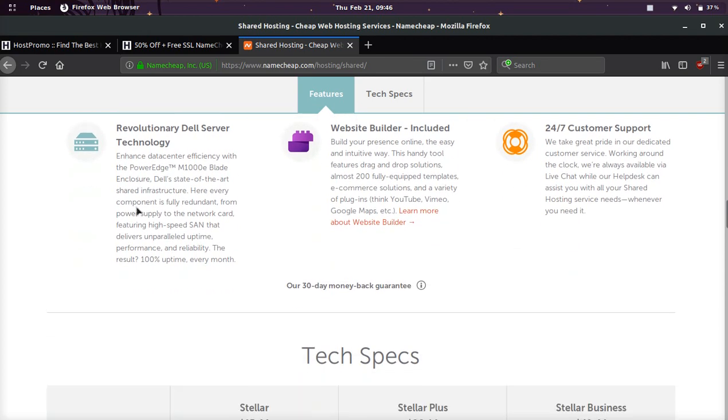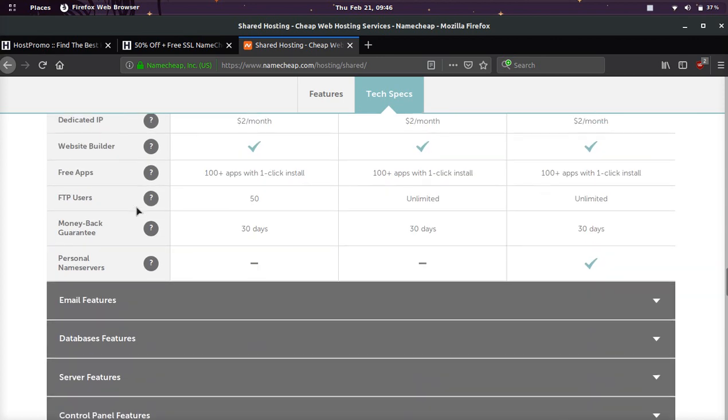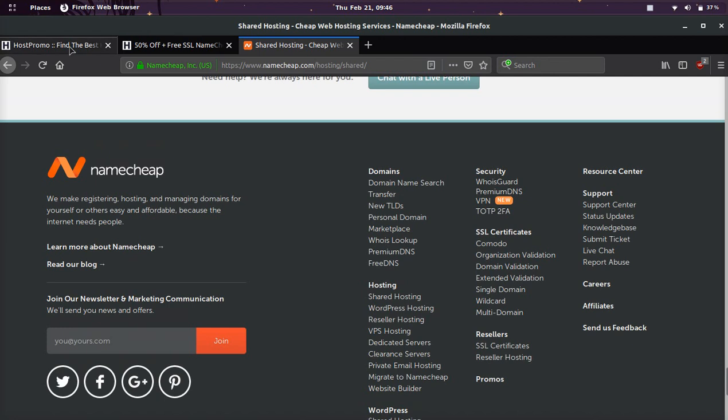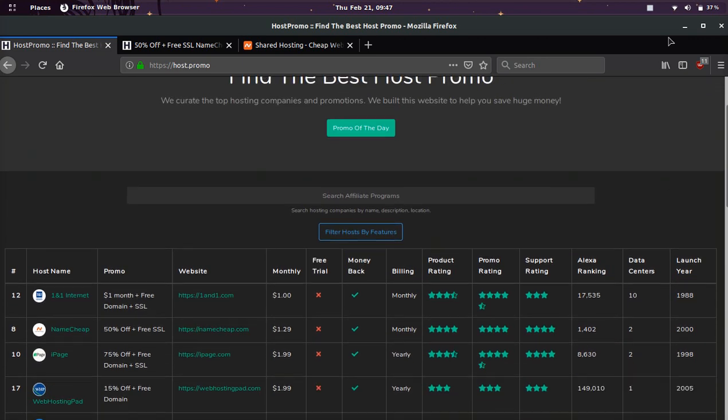They have 24/7 support. You can come down here and check out all the specs. And yeah, guys, I think it's a really, really good deal. You're not going to see anything for $1.29 or even close to it that gives you this much. Okay, so I think it's one of the best promotions out there.